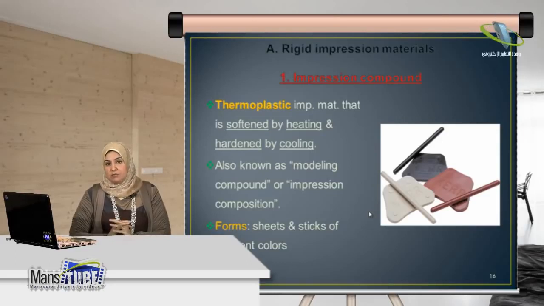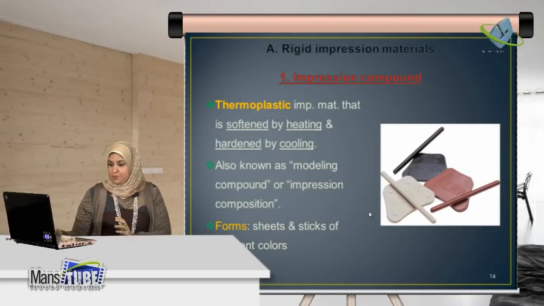Thermoplastic means that this material is softened by heating and hardened by cooling. And this is the idea of using the impression compound. We soften it by heating, then put it against the oral tissues in the soft state, and let it cool down. After cooling, it becomes hard and set, and then we can take it out from the oral cavity.